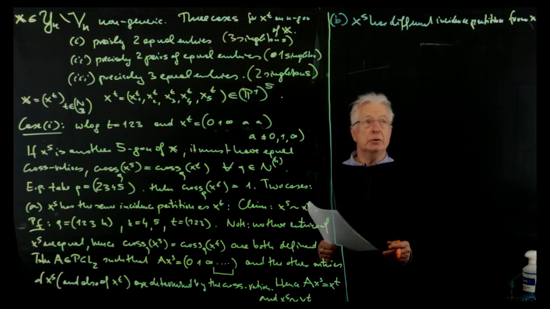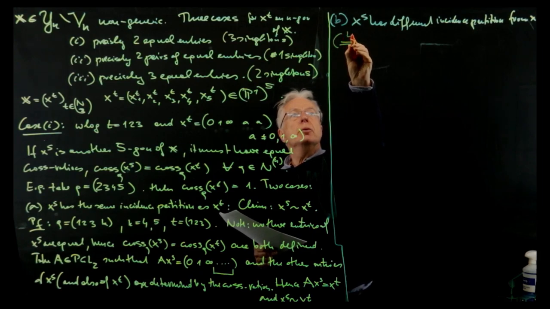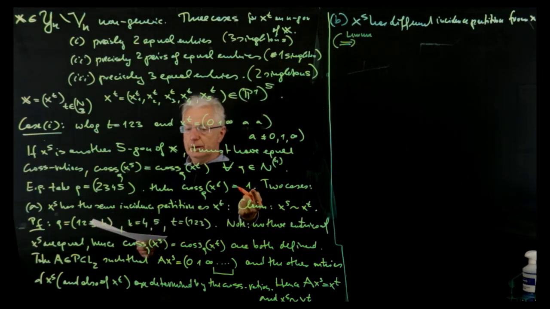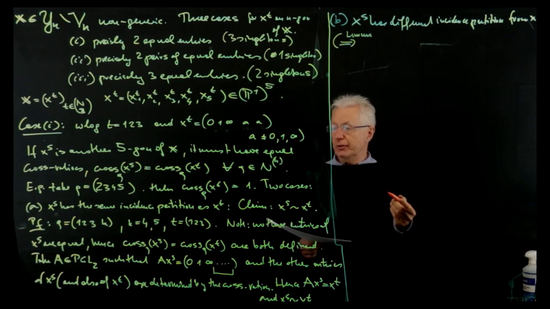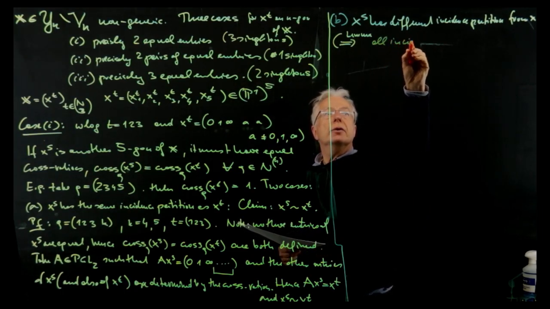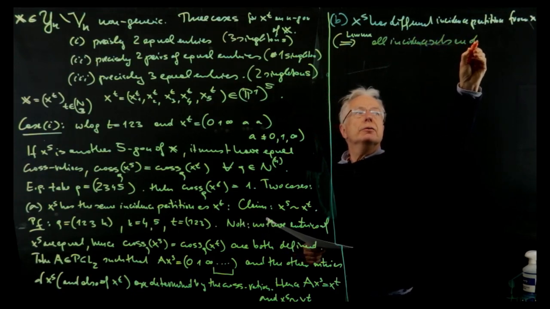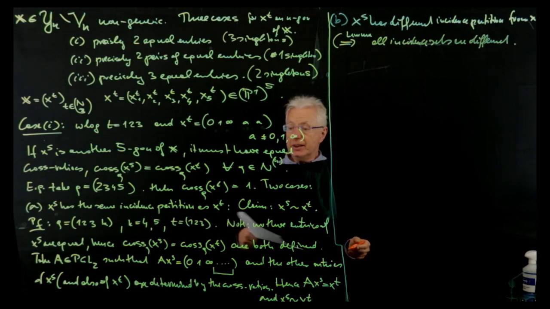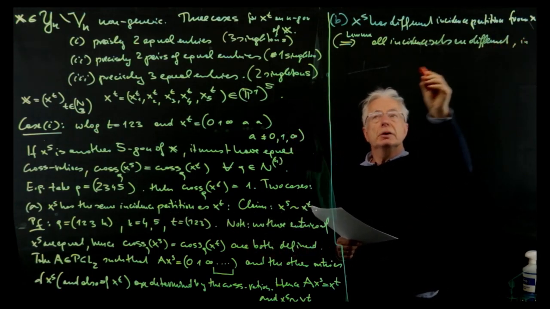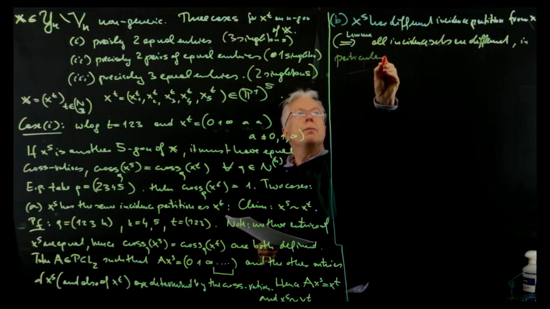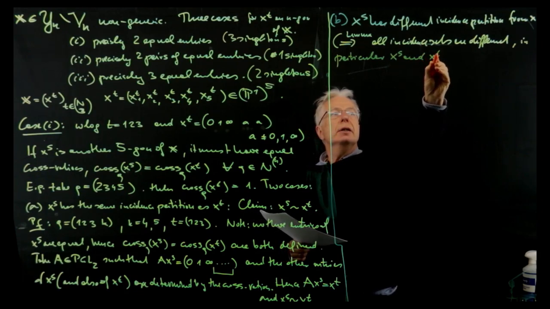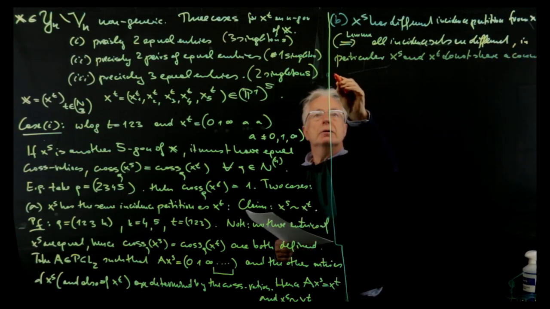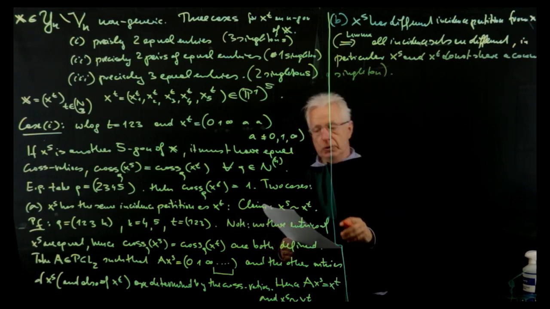There is a lemma, which I'm not going to show, which we will do later on. Incidence partition being different means that just one incidence set is at least different. But one can show that then all incidence sets are different. In particular, the singletons are also different. In particular, XS and XT do not share a common singleton, which is a little bit surprising, but it is like this.